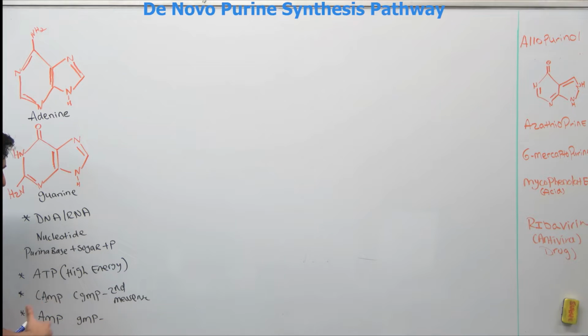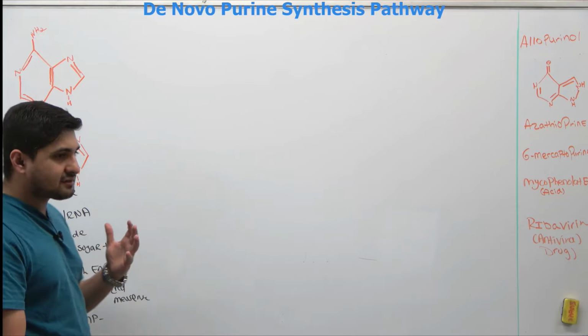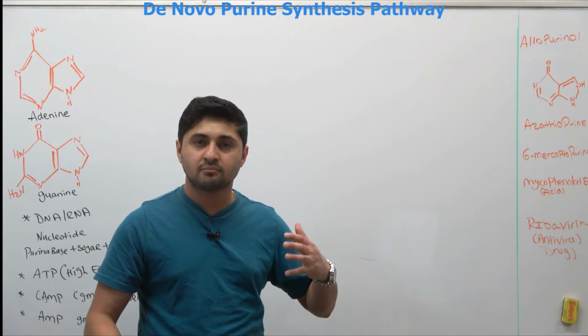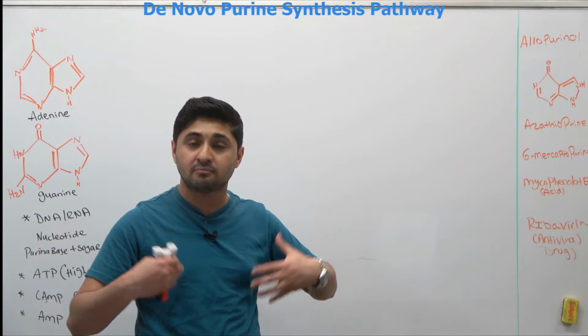Now, after you remember this, where do you find this adenine and guanine? As I said, it's a nucleic acid. You can actually take it from the diet. But one more thing you have to remember here is that this small amount you can take in the form of diet, but most of the time we actually make it in our body.